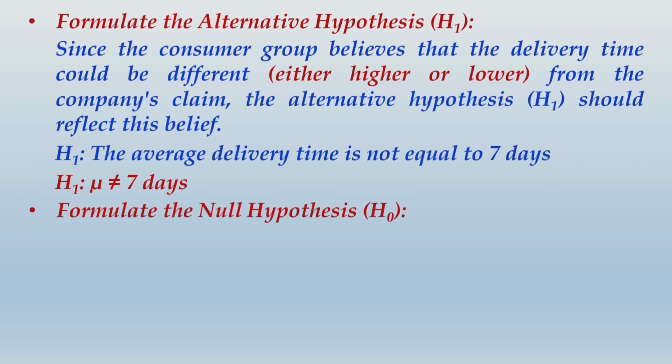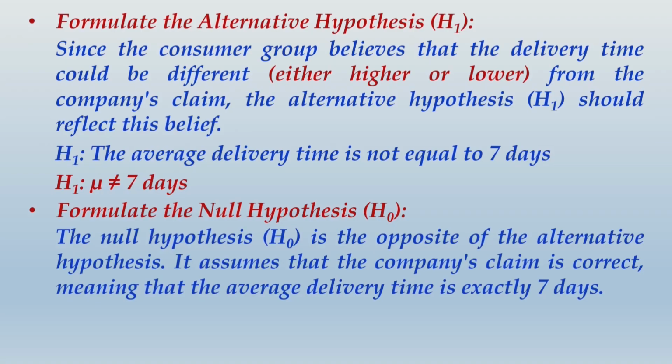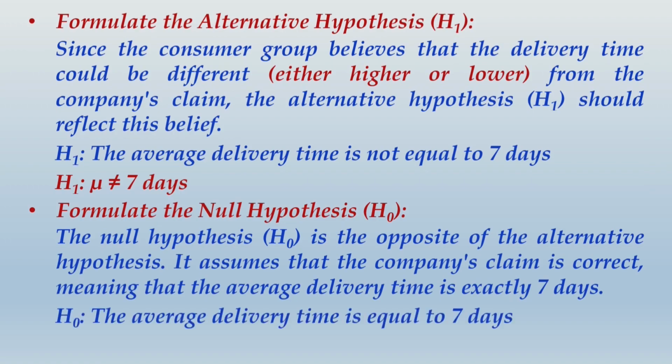The next thing will be to formulate the null hypothesis, that is H0. The null hypothesis H0 is the opposite of the alternative hypothesis. It assumes that the company's claim is correct, meaning that the average delivery time is exactly 7 days. So H0 states that the average delivery time is equal to 7 days. Symbolically, H0: mu equal to 7 days. So please write up this whole thing and then I will take you ahead.